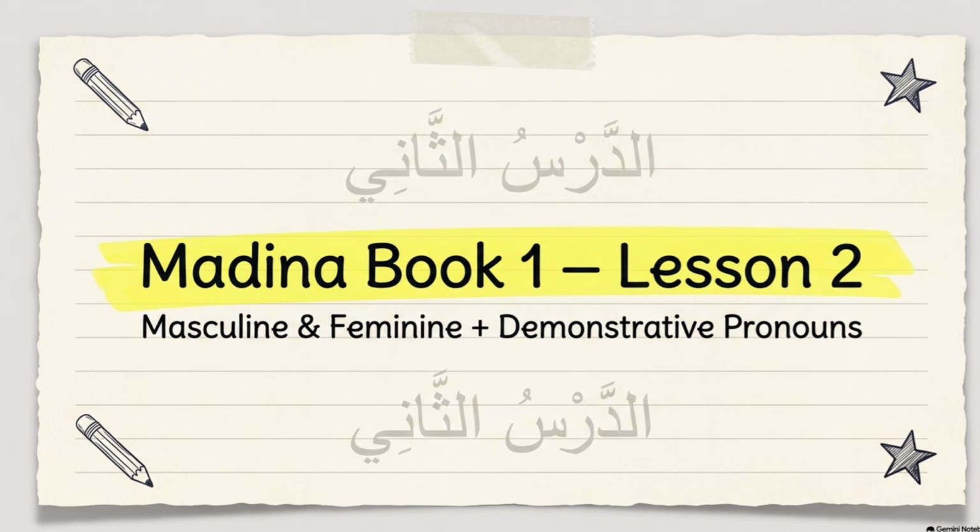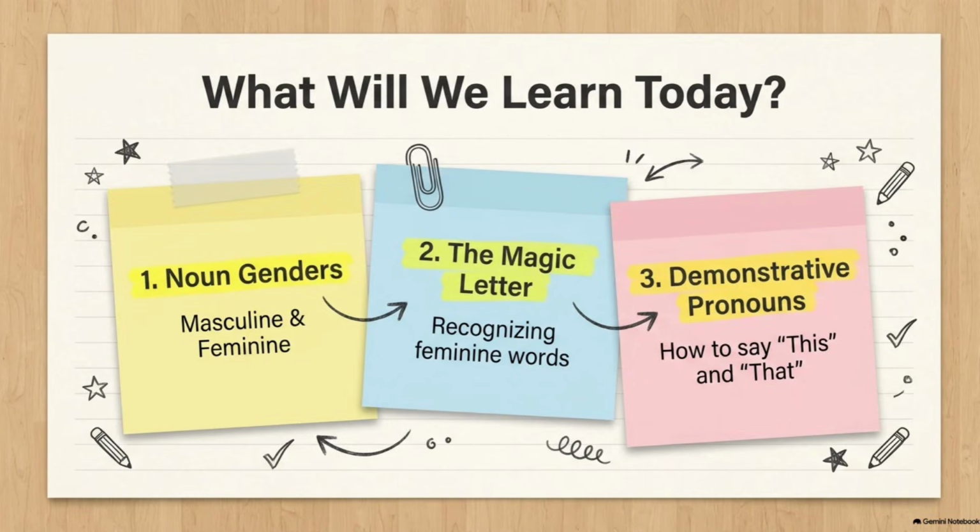Today, we're focusing our attention on Madina Book 1, Lesson 2. We'll be looking closely at the foundational topics of masculine and feminine nouns alongside demonstrative pronouns. Now, demonstrative pronouns is just a fancy grammar term for the words we use to point to things, like this and that. I know grammar can sometimes sound a little intimidating, but trust me, learning these concepts is just a simple, logical process. By the end of our session, you're going to feel totally confident building your very own basic Arabic sentences.